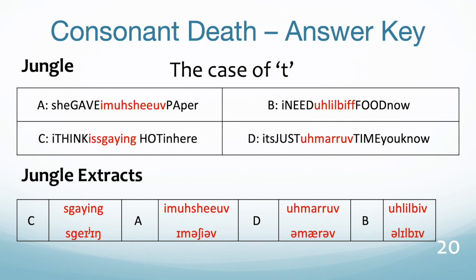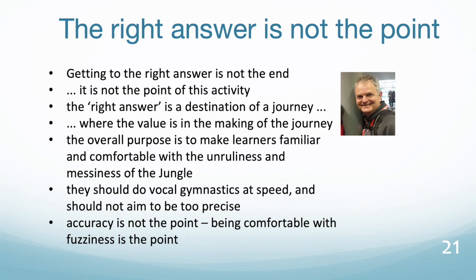So, okay, getting to the right answer is not the point. The value is in the making of the journey. The overall purpose is to make learners familiar and comfortable with the unruliness and messiness of speech. And they should do this by doing vocal gymnastics at speed and should not aim to be too precise. Accuracy is not the point. Being comfortable with fuzziness and messiness is the point.